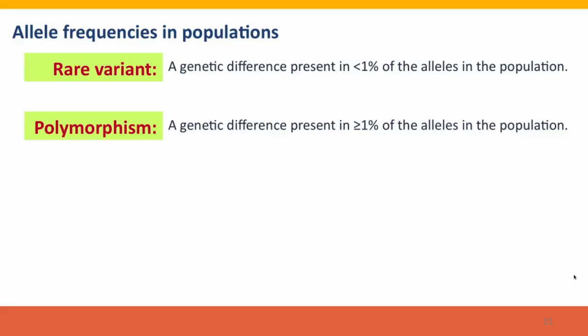If a genetic difference is present in less than 1% of the population, it's usually described as being a rare variant. But if it's present in at least 1% of the alleles in the population, there's another term that's very widely used. It's called a polymorphism. Until recently, geneticists have spent a lot more time studying polymorphisms than studying rare variants, just because they're a lot easier to find and to study.